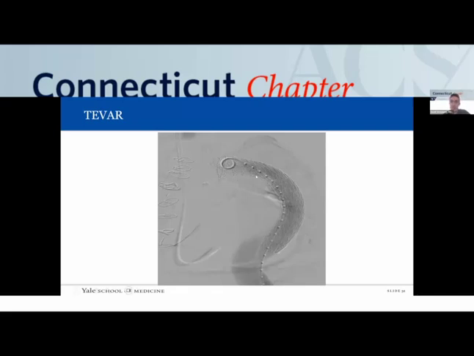So here's a TEVAR, which is probably most commonly done for the acute setting. Typically in the acute setting, the dissected aorta is like tissue paper, and so it's very, very difficult to sew with. And so here's a stent that's placed just distal to the left subclavian. Many times we do have to cover the left subclavian artery to get that coverage.